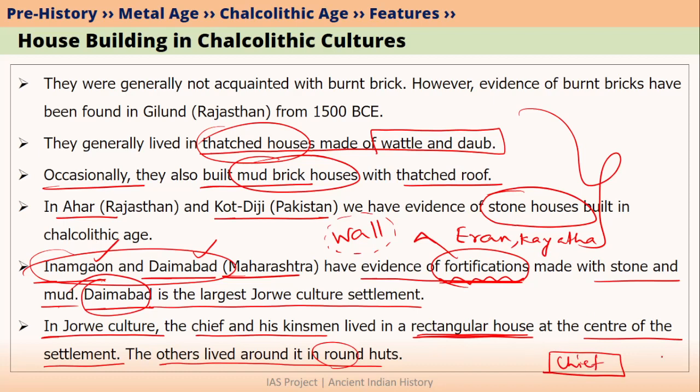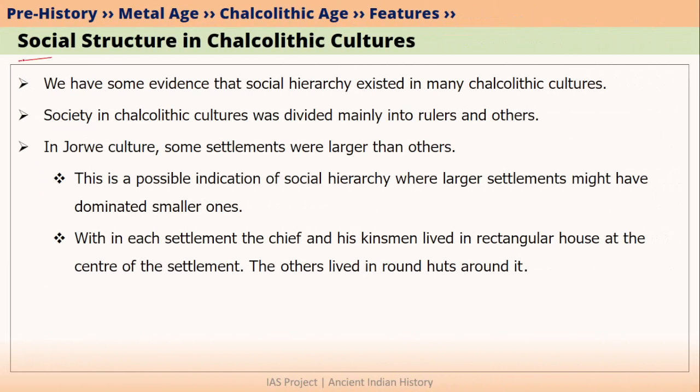And around this rectangular house, there were round huts in which the ordinary people were living. So this is how a settlement in Jorve culture looked like. Now let's talk about the social structure or social hierarchy in Chalcolithic cultures.